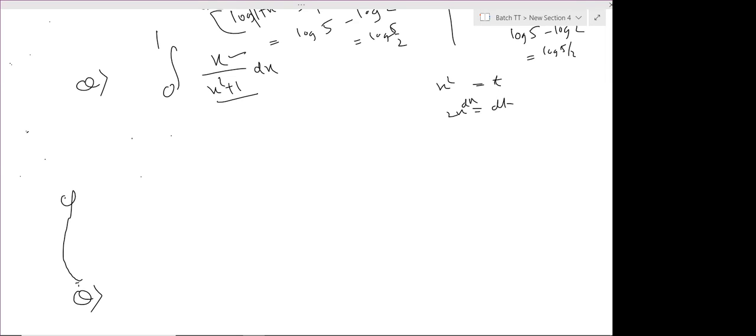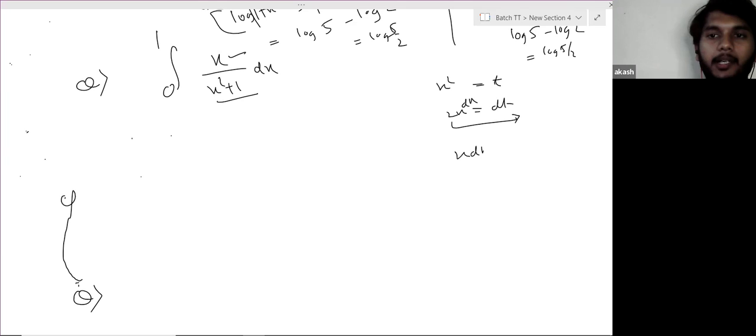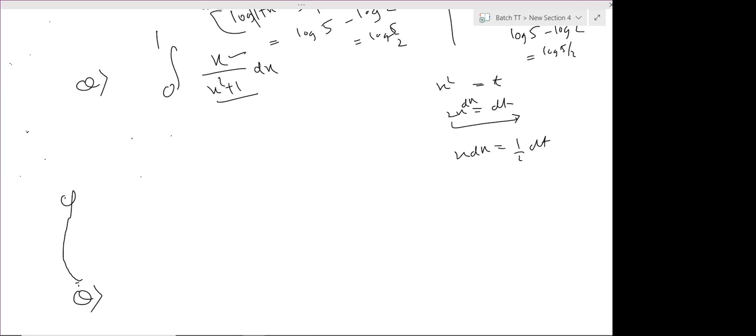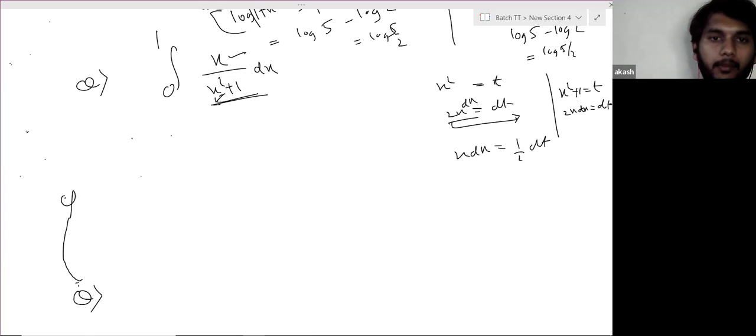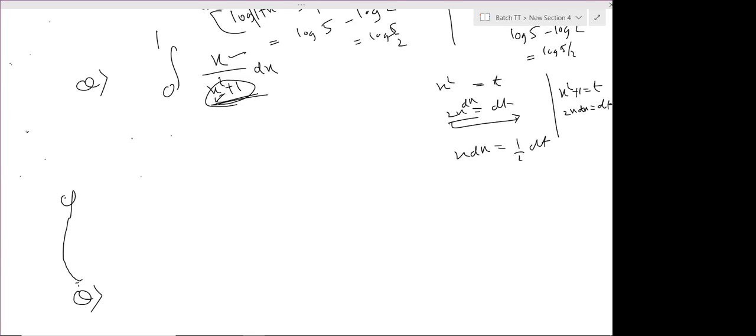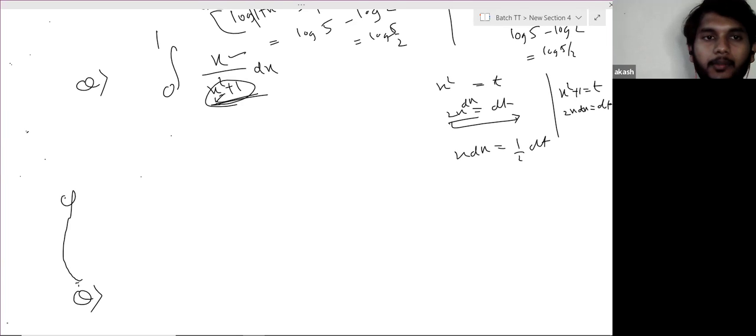So this 2 you can throw to this side. So x dx can be half dt. So you can substitute this, no issues. What else you can do? You can see that x square differentiation is 2x dx. x square plus 1 differentiation is also 2x dx. So our job becomes easier if you put the whole denominator as t. All right? This is clear? Yes, sir. All right, so please solve this question.